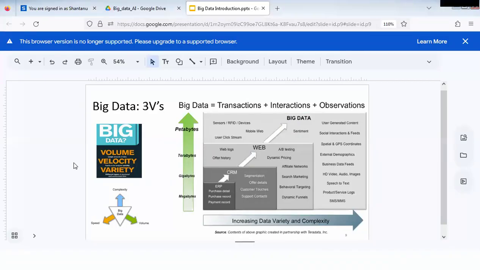So one more aspect: based on time, the size and complexity are both increasing. Another aspect is, see, big data means transaction data. So now even bank transactions are being tracked.